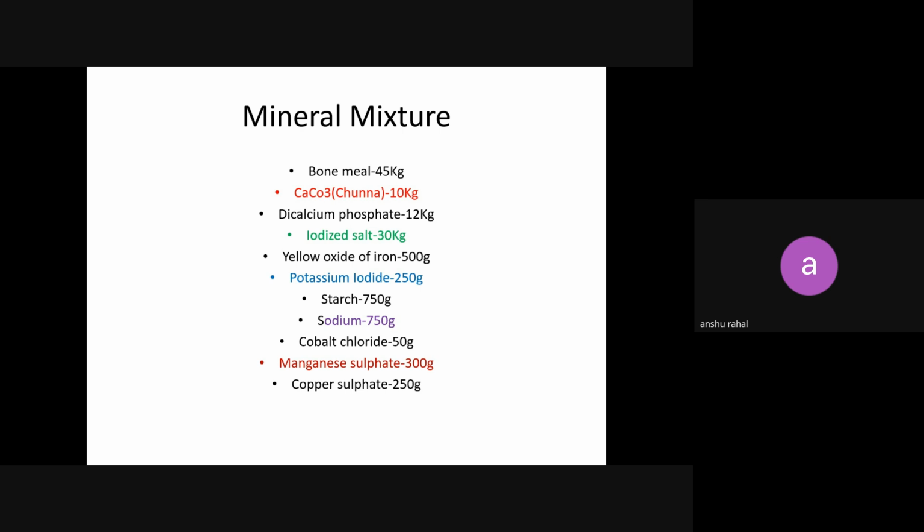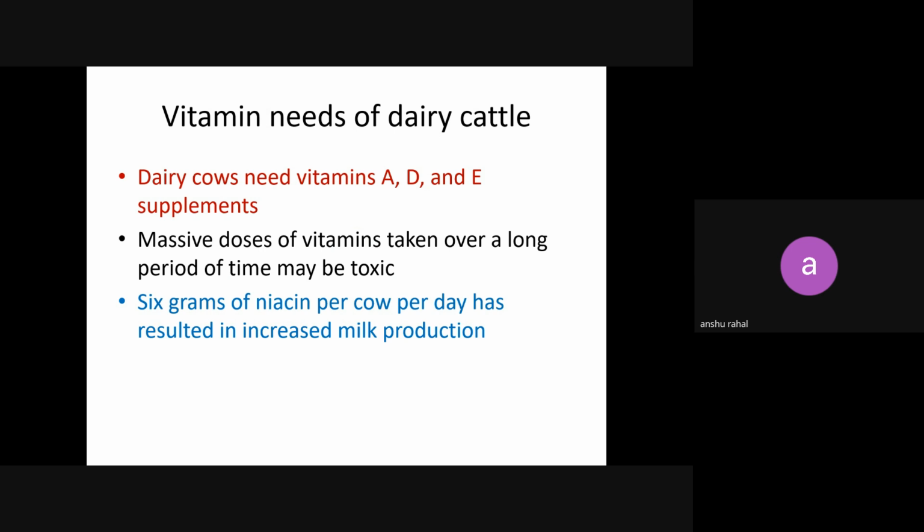If you are going for formulation of a mineral mixture and want to prepare 100 kg, then you can prepare it by using bone meal 45 kg, calcium carbonate 10 kg, dicalcium phosphate 12 kg, iodized salt 30 kg, yellow oxide of iron 500 grams, potassium iodide 250 grams, starch 750 grams, sodium 750 grams, cobalt chloride 50 grams, manganese sulfate 300 grams, and copper sulfate 250 grams.